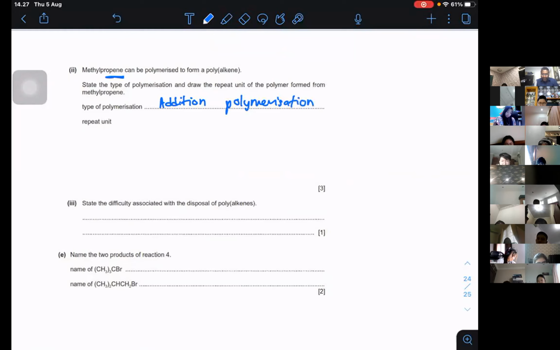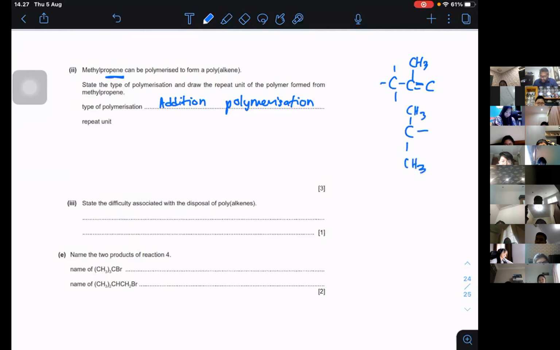Draw the repeat unit. Only one, no need to repeat it many times. Draw the repeat unit. So, methylpropene. Propene, and then there is methyl, so CH3. Whenever there is something like this, I will advise you to put the CH3 here. This is also CH3, I put it here.